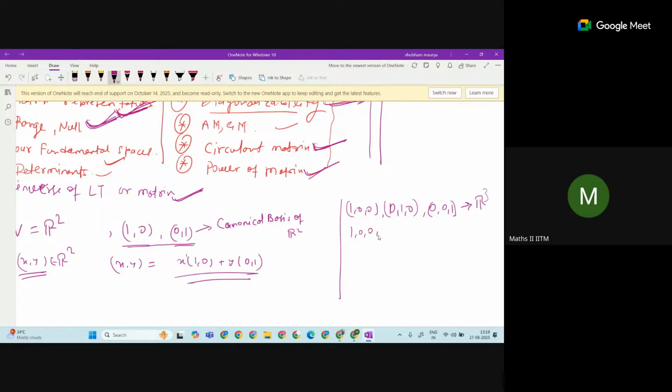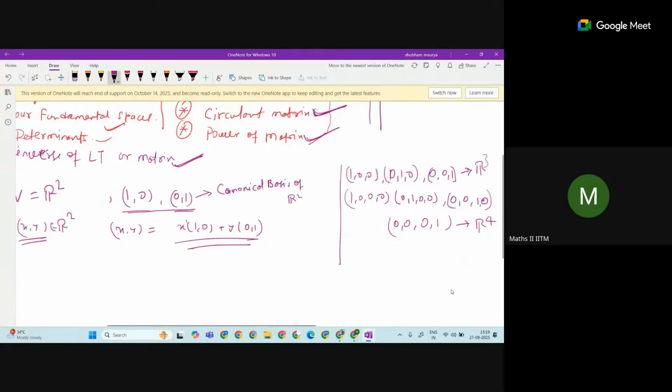R4 is just extending the pattern, it is just increasing in form: (1, 0, 0, 0) up to (0, 0, 0, 1). This is the canonical basis of R4, and similarly you can extend it for R5, R6 or whatever. See how it is: if it is R2, then two elements are there in the canonical basis. So what is a canonical basis? The canonical basis is of this form.